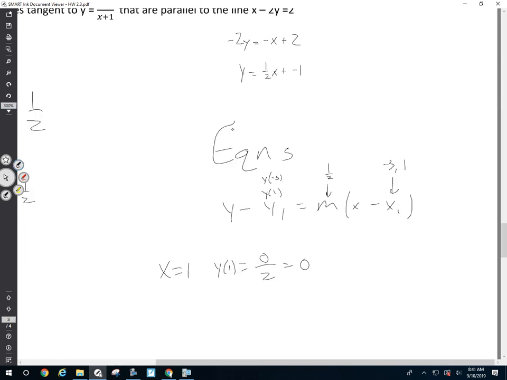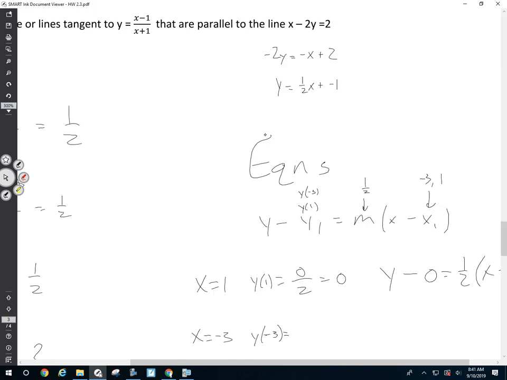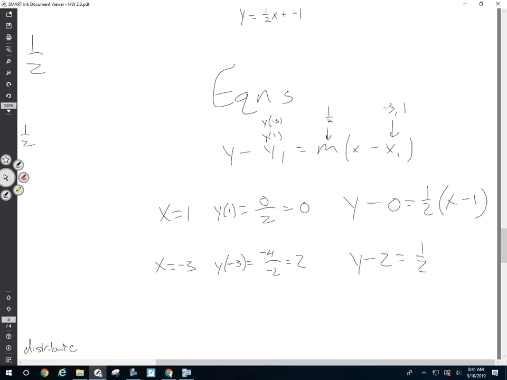So I have y minus 0 equals m. You don't have to put the minus 0, obviously. X minus 1. And then when x is equal to negative 3, y of negative 3, not negative 1, negative 3, is, let's see, negative 4 over, plug in negative 3 plus 1, negative 2. That's positive 2. So I got y minus 2 equals 1/2 x plus 3.